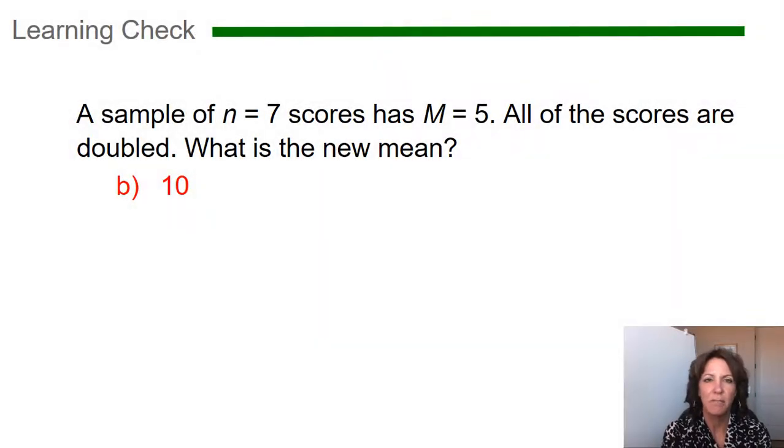And the answer is 10. So why is that? Well, we talked earlier about if you add, subtract, or multiply every score by the same number, you can just do that same action to the mean. So when we double a score, what are we doing? We're multiplying each score by 2. So if we multiply each score by 2, all we have to do is multiply the mean by 2 to make it work. So we multiply the mean of 5 by 2 to get 10. You might want to try this out. Take 7 scores where the mean is 5, and multiply them all by 2 and see what kind of a mean you get.